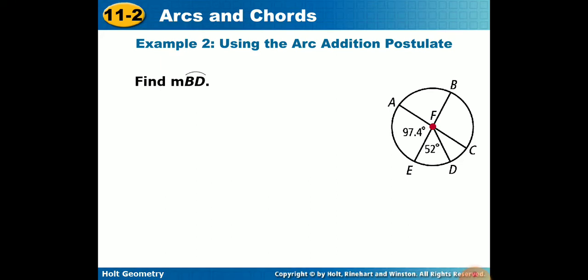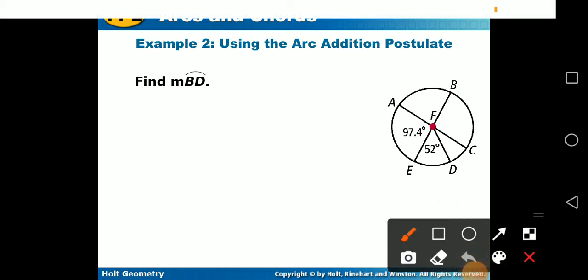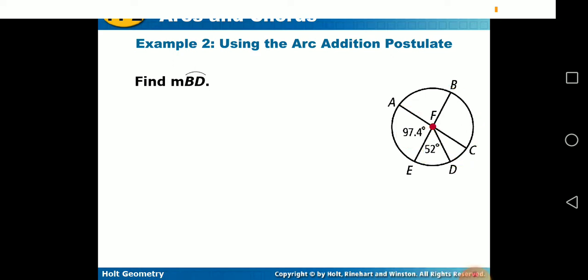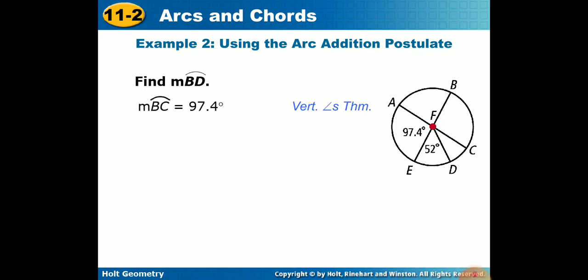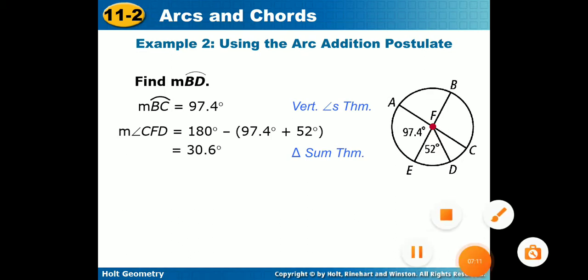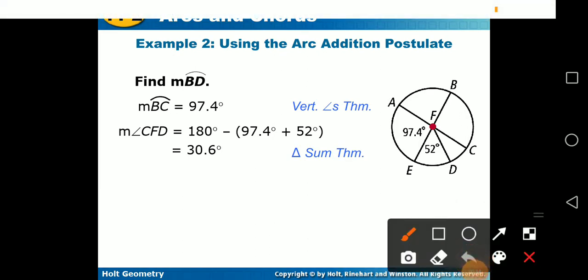So let's have an example to see if we understand it. I'm asked to find the measure of arc BD. Remember, draw this to make sure you know what's required. How can I find BD now? It's very easy. I have two angles, 52 and 97.4, and I have this diameter. So it's easy to find arc DC or measure of DFC. The measure of DFC will be 180 minus 97.4 plus 52 degrees. This is the sum theorem, remember.